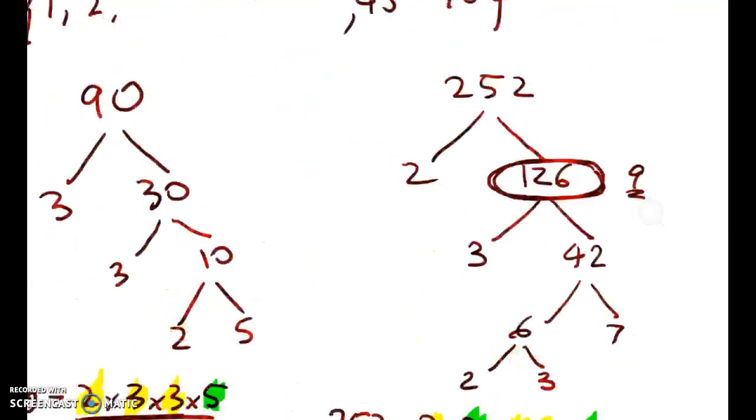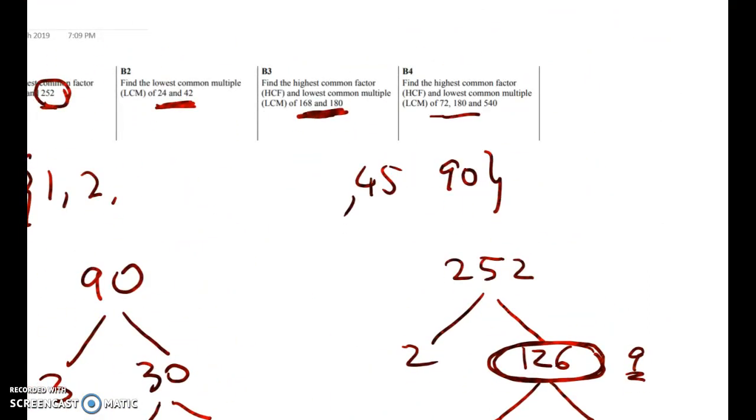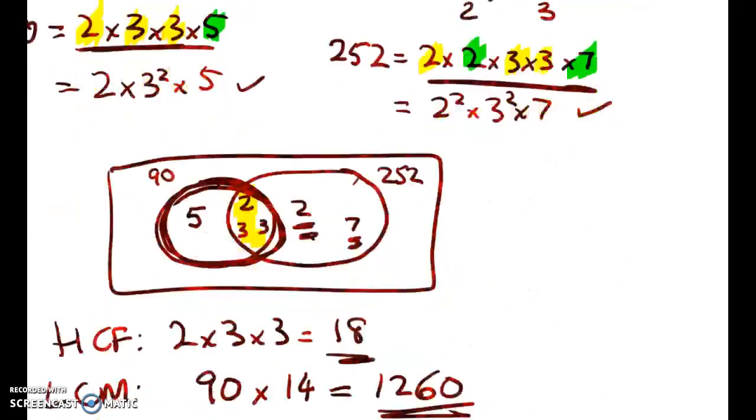Now the last question is really cool because it has 3 numbers that we have to work with. So we have to think, how can we extend our idea to work with finding the HCF and the LCM for 3 numbers? Right, so have a think about how you do that, and before you watch me do it, I want you to try this one on your own.